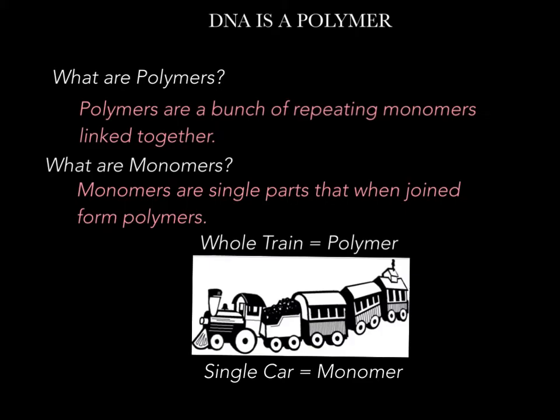DNA is one of the macromolecules we'll be concerned about in this class. DNA is known as a polymer. A polymer is a bunch of repeating monomers linked together to form a large molecule. What are monomers? Monomers are single parts that when joined together form polymers. The picture below is an analogy showing that the whole train would equal polymer because it's a large molecule. However, these single cars would represent the monomer or a single part of the whole entire polymer.